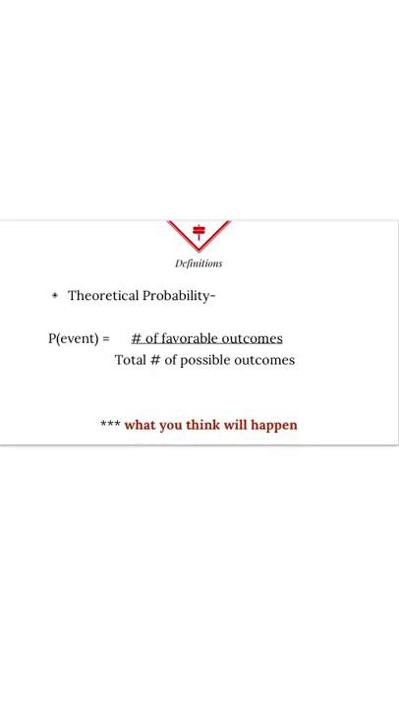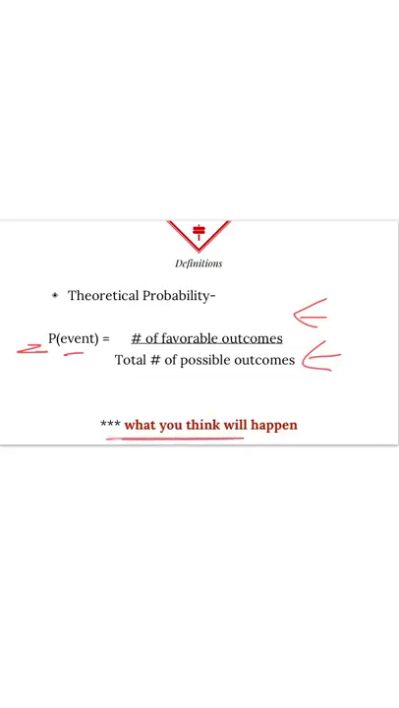Theoretical probability is defined as the number of favorable outcomes over the total number of possible outcomes. So if you look at this equation here, you will see a capital P. P stands for probability. And then in parentheses, it's what you were looking for, so in this case, of an event happening. On the top, or the numerator of the fraction, you have the number of favorable outcomes, or the number of actual things that can happen. On the bottom, the denominator, you have the total number of possible outcomes. So what completely could happen.